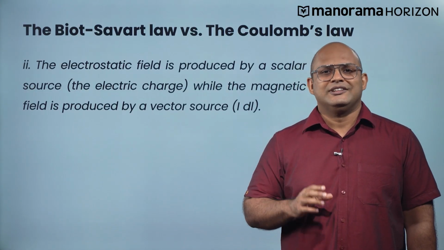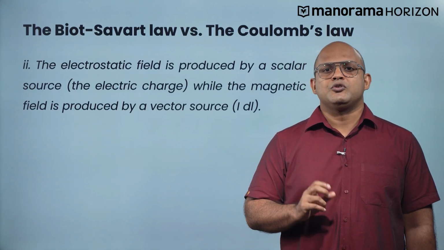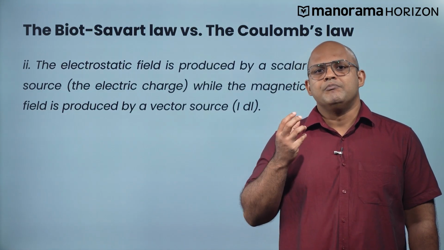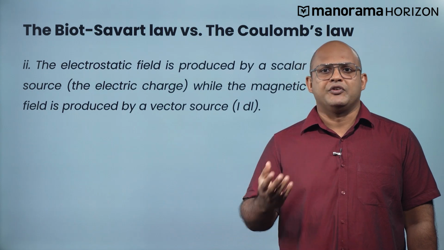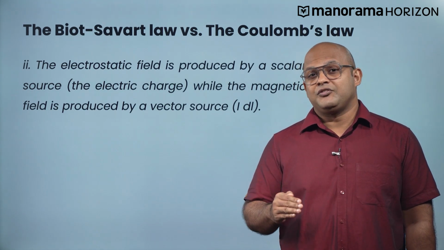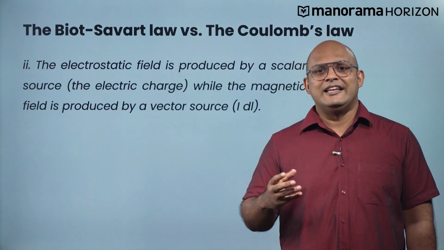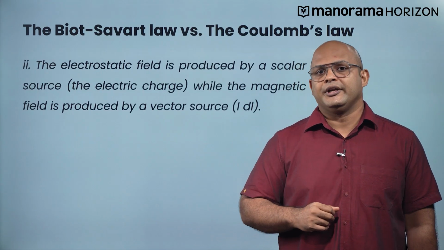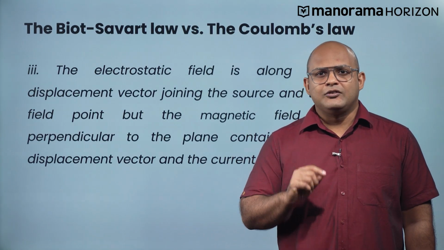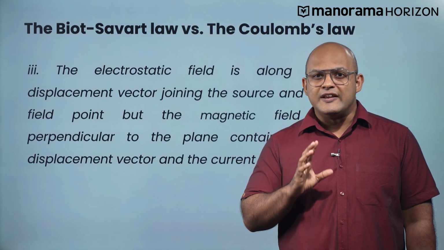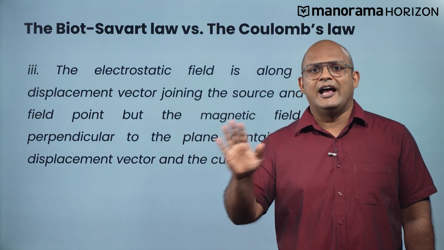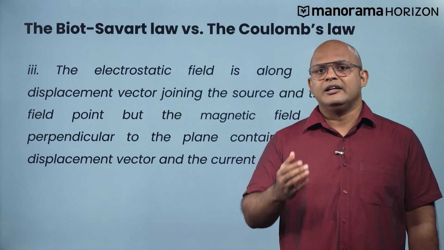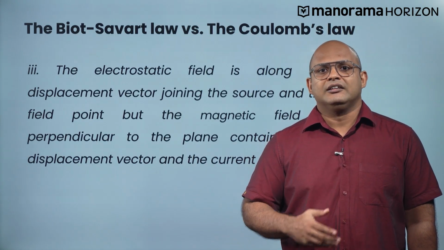Another difference is that the electrostatic field is produced by a scalar source. That is, we are only concerned with the magnitude of electrical charge, not the direction of its movement. While the magnetic field is produced by a vector source, that is I dl, since here the current also has a direction and dl also has an orientation. In addition, the electrostatic field is along the displacement vector joining the source and the field point. But the magnetic field is perpendicular to the plane containing the displacement vector and the current element.